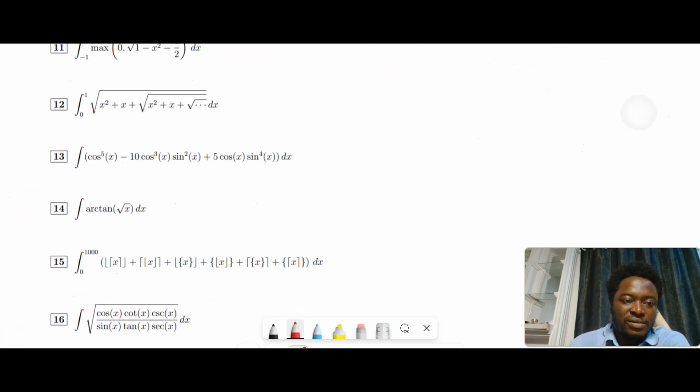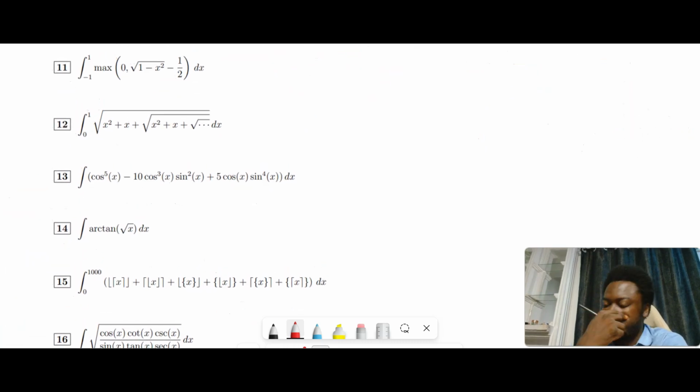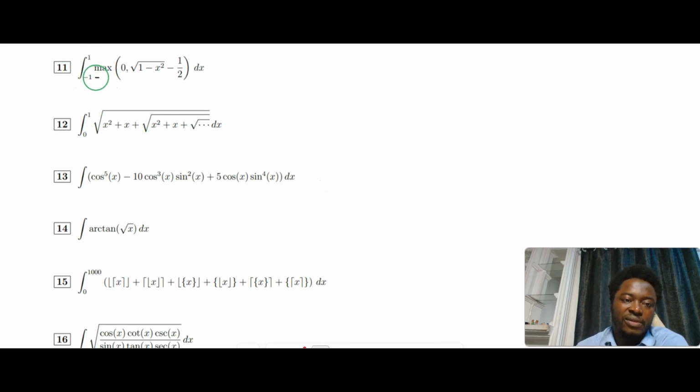And number 11, this one is somehow strange and weird, but I think we can survive this. It says we should find the integral from -1 to 1 of the maximum value of this. Now, what is the maximum value of this expression?